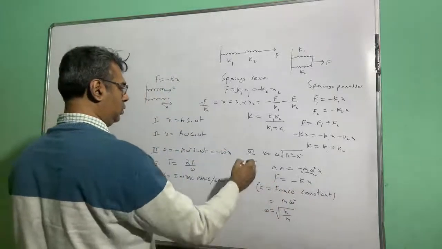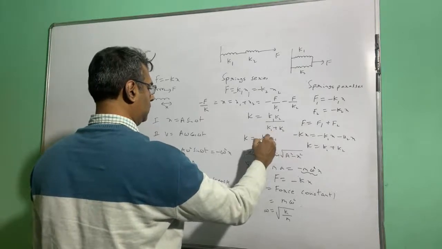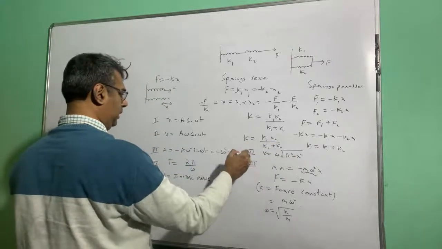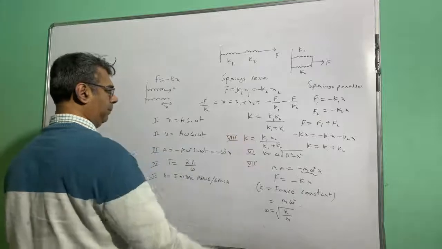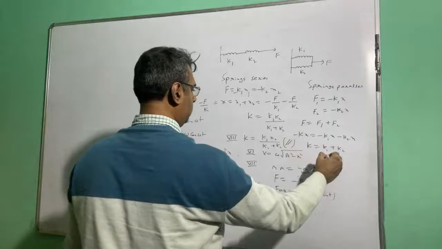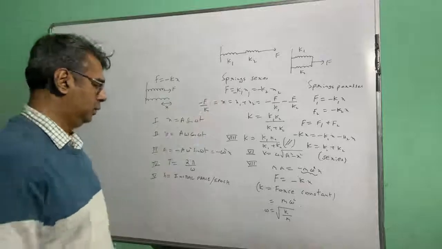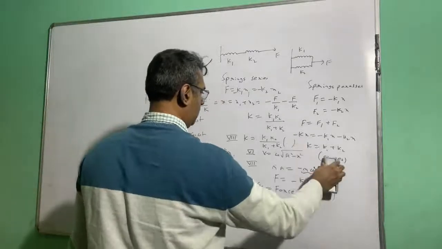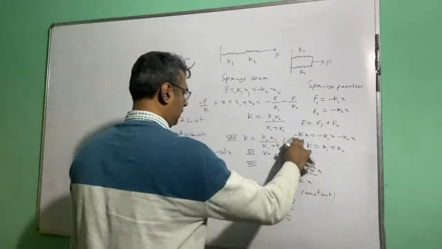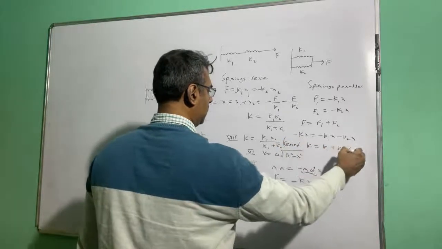So these are the two formulas for spring combination, right? I can call both of them collectively as formula number 8. So this is the formula for series and this is the formula for parallel. This one is series, and this one is parallel.